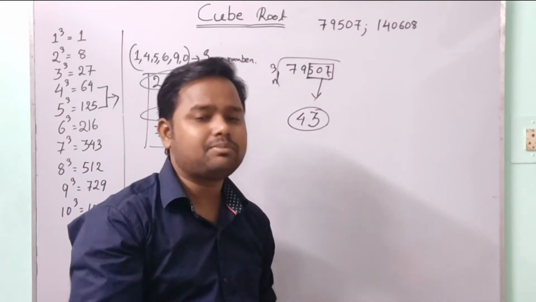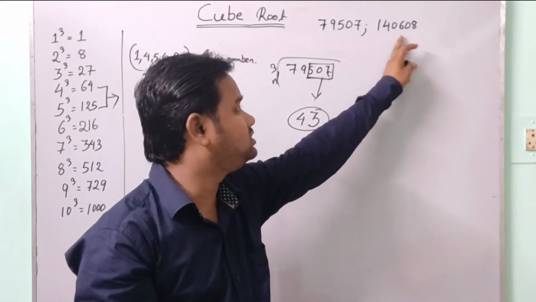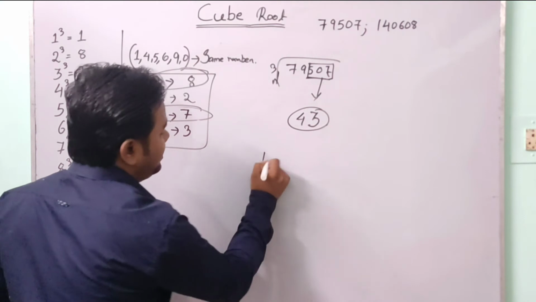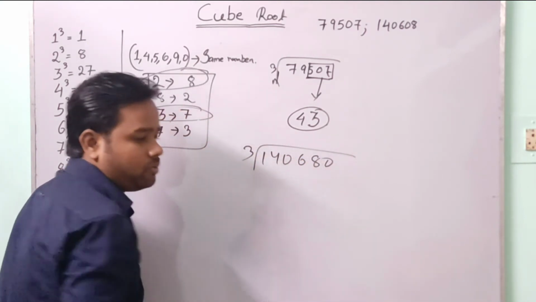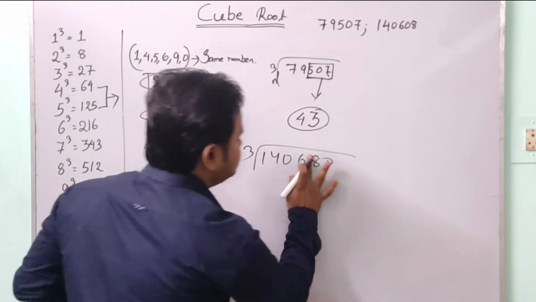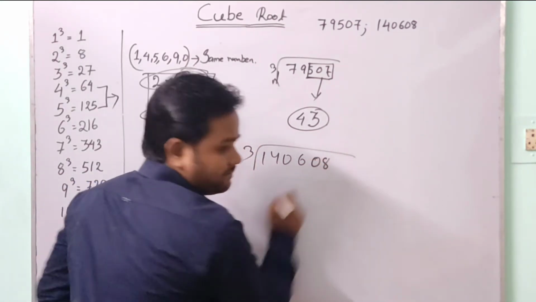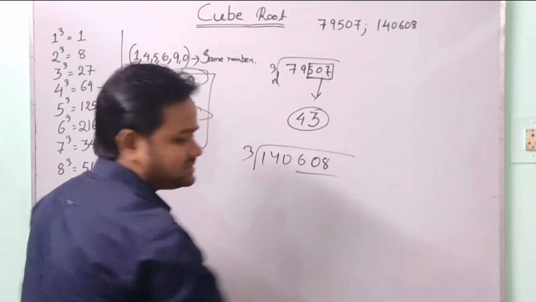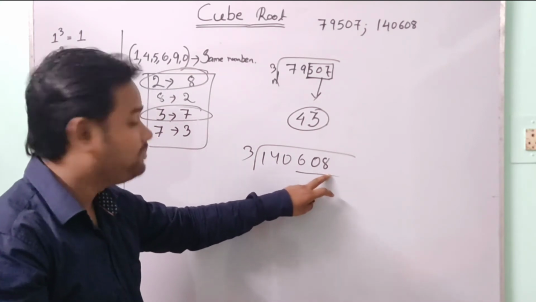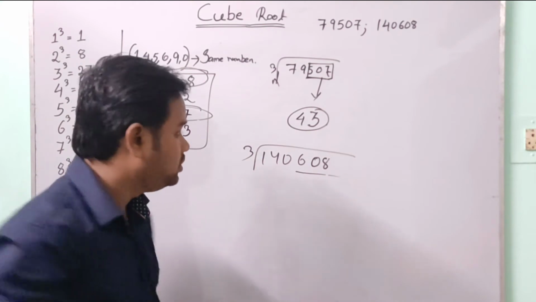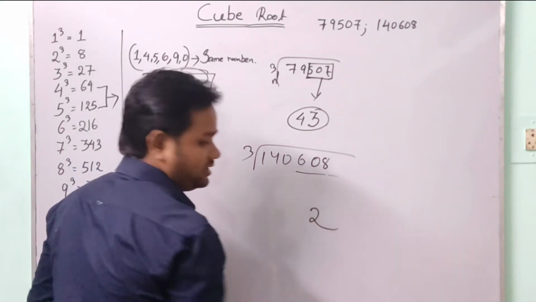By taking another example, it will be most clear. The number is 140608. The cube root. Now 608, so the last 3 digits are 608. The last digit is 8. So in place of 8 in the cube root we get 2. So here we got 2.